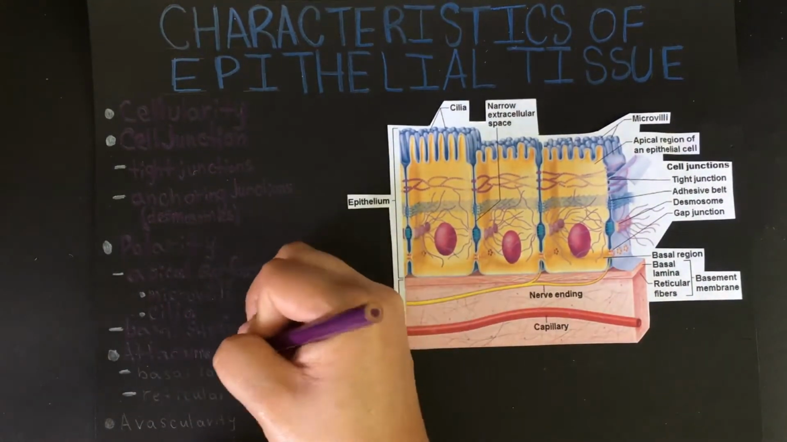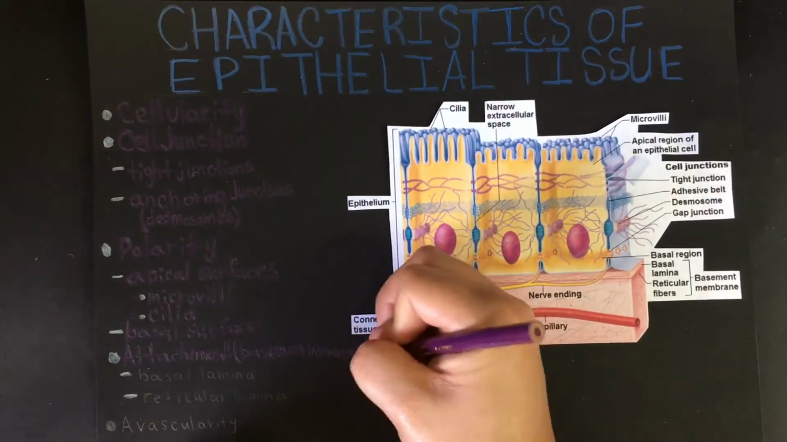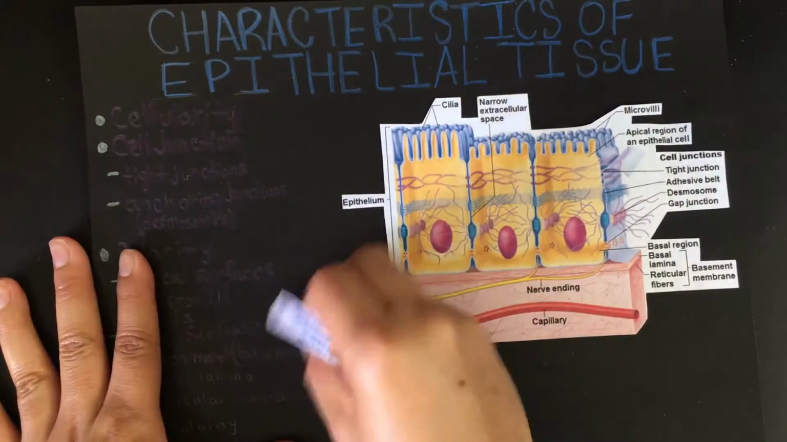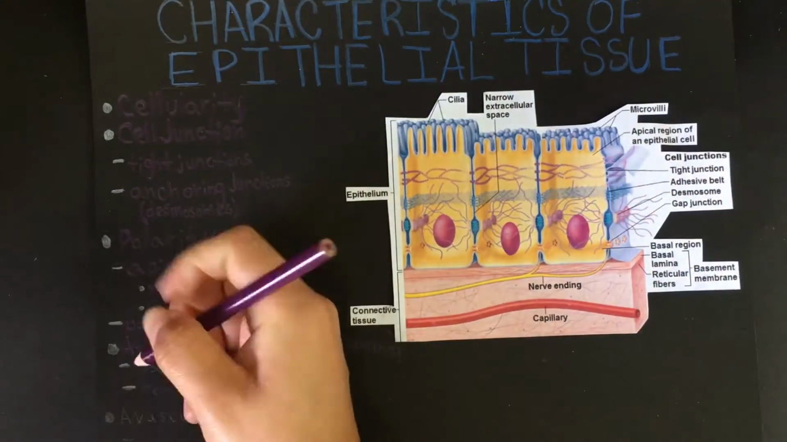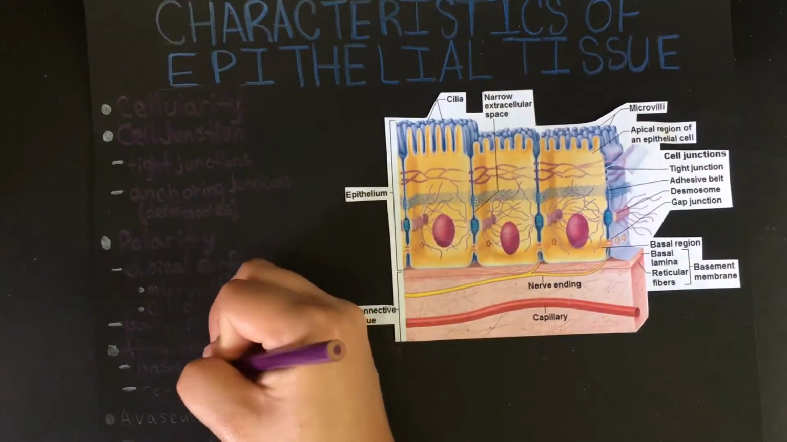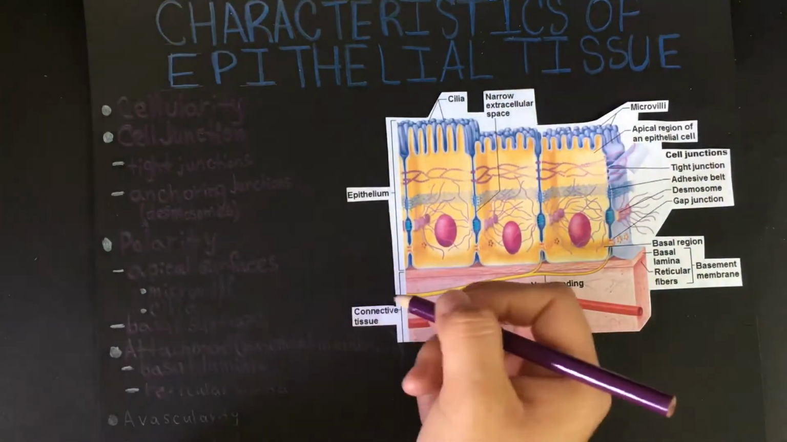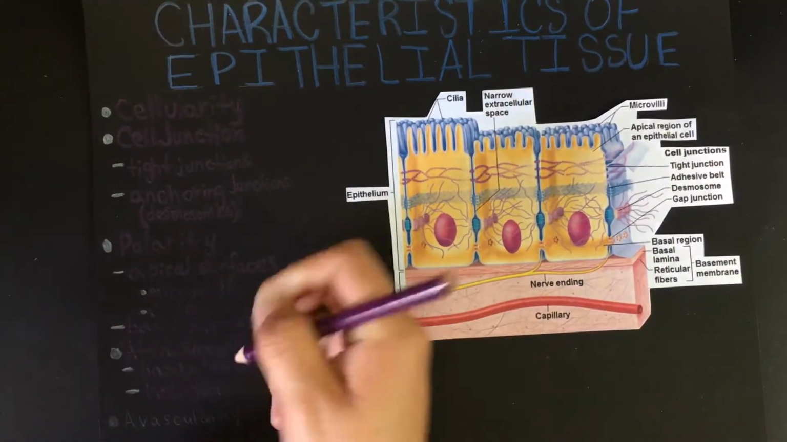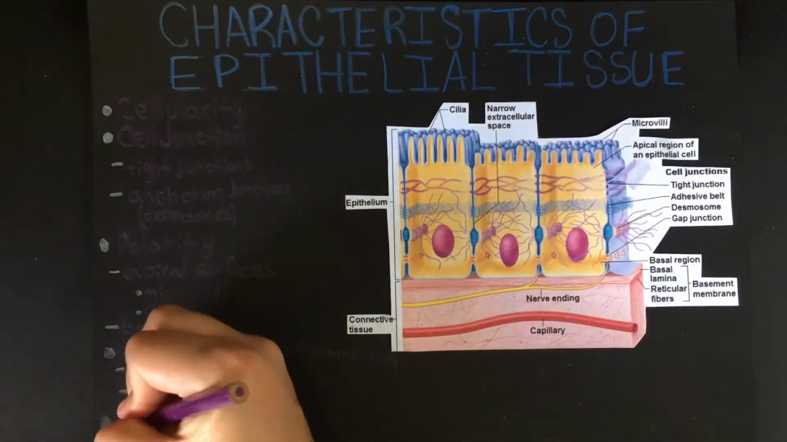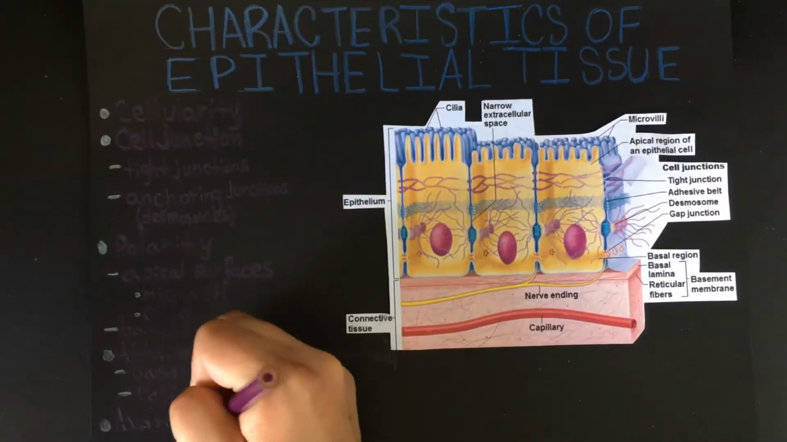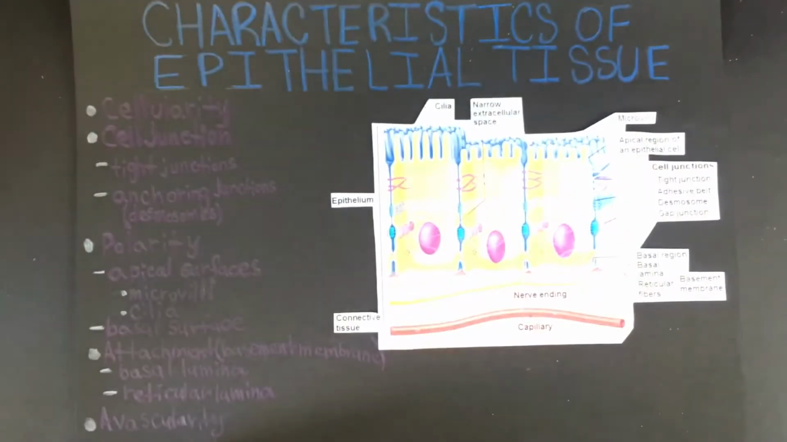Basal lamina are fuzzies, and reticular lamina are hooks. Both form the basement membrane. Avascularity is no blood vessels. Innervated has nerves or nerve endings, and high regeneration capacity means dividing cells and cell divisions.